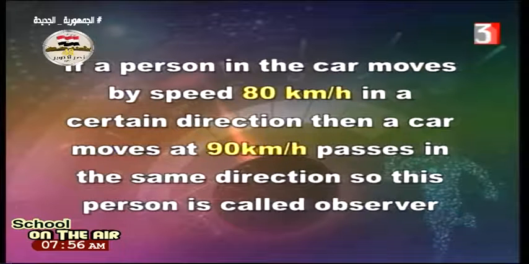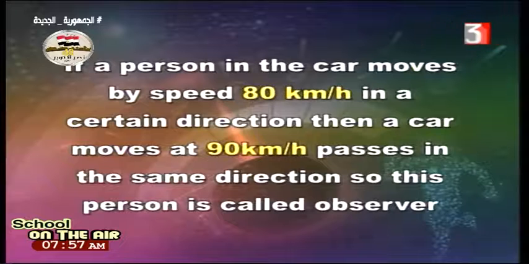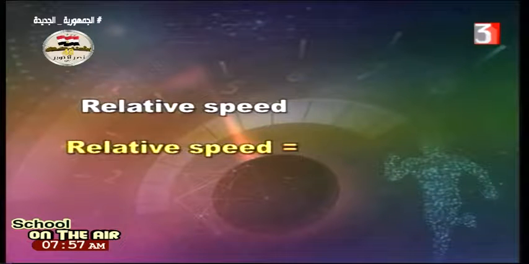So if two cars move, the first at 80 km and the other at 90 km in the same direction, the second car relative to the first car, the first car is called what? Observer. So the measured speed in this case depends on the position of the observer that determines the magnitude of this speed. It means that the relative speed is the speed of a moving object relative to the observer.